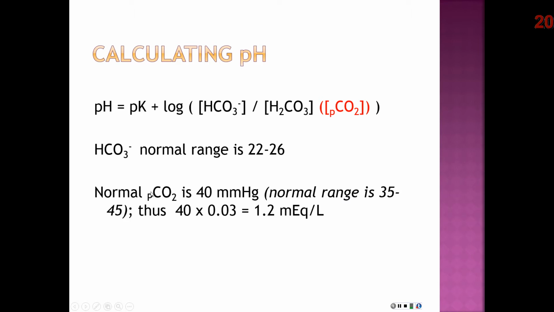So in order to find that actual value for our equation, you would take 40 times 0.03, and you get a value of 1.2 milliequivalents per liter. So it's important to understand you've got to take that pressure measure and multiply it by 0.03 in order to work it into our equation.